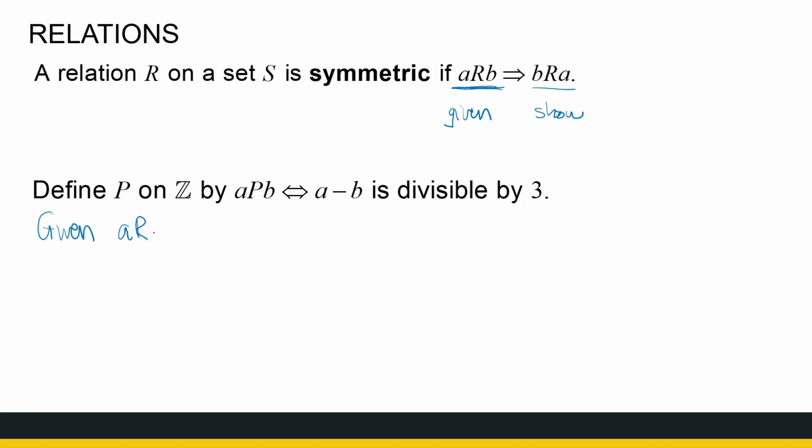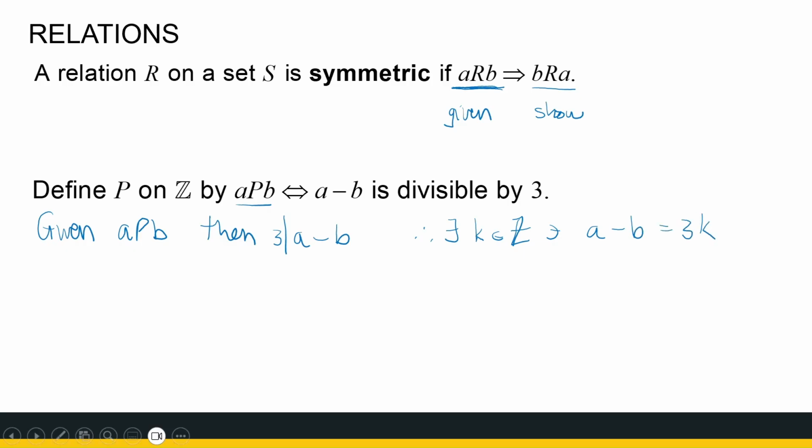Given aRb, so we know aRb is true, then what do we know? This is P. Given aPb, then a minus b is divisible by 3. So 3 is a divisor of a minus b. What does that mean? There exists some integer k such that a minus b is equal to 3k. So that's what this means.